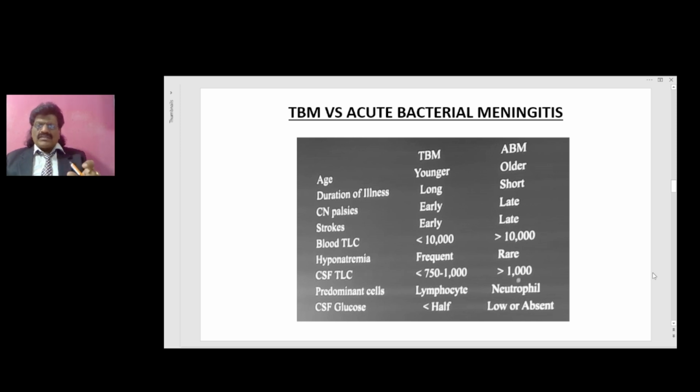Blood total leukocyte count is less than 10,000 in tuberculous meningitis and more than 10,000 in acute bacterial meningitis. Hyponatremia is frequent in tuberculous meningitis and rare in acute bacterial meningitis. The CSF total leukocyte count is 750 to 1,000 in tuberculous meningitis, but more than 1,000 in acute bacterial meningitis. The predominant cell is lymphocyte in tuberculous meningitis, but neutrophil in acute bacterial meningitis. The CSF glucose is less than half in tuberculous meningitis, but low or absent in acute bacterial meningitis.